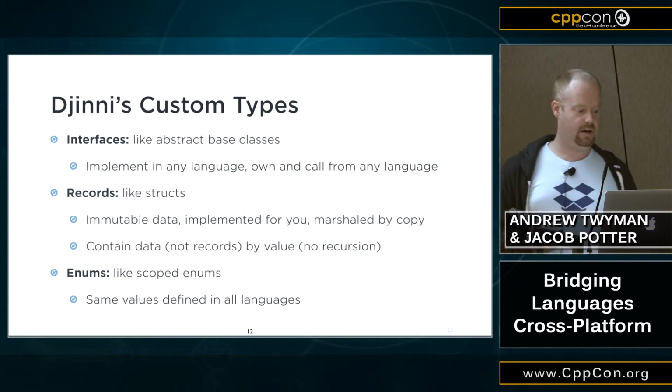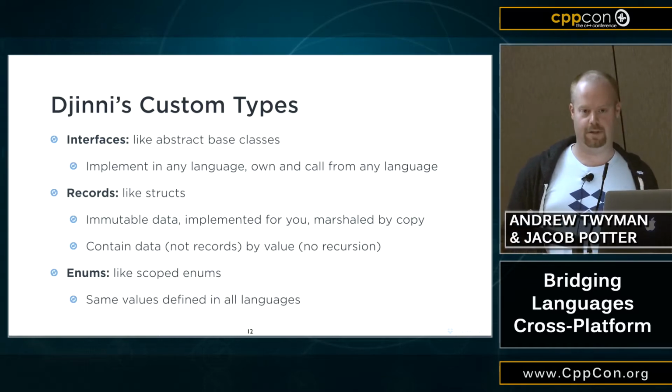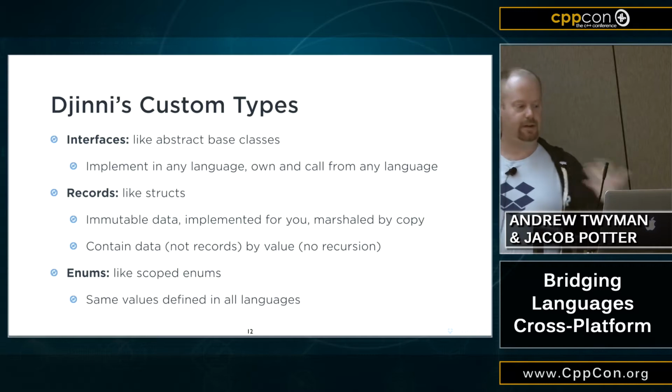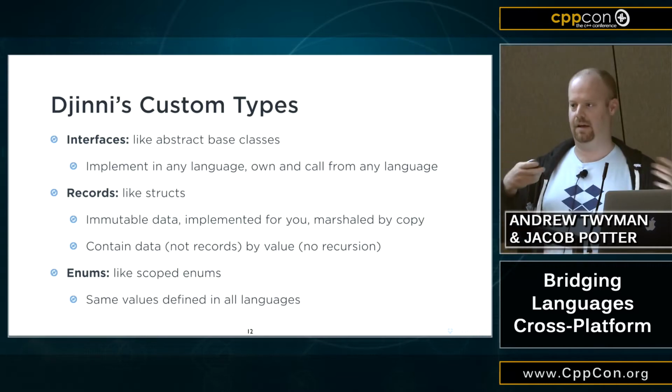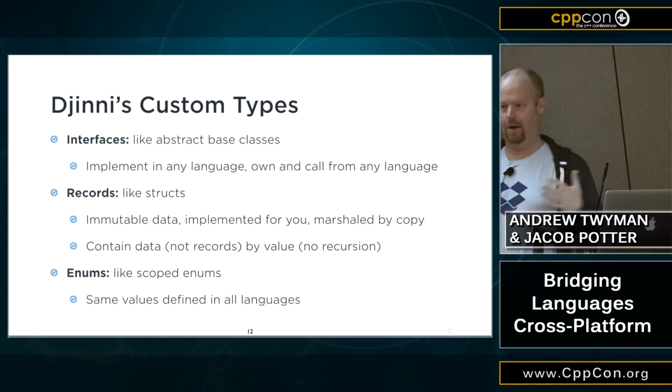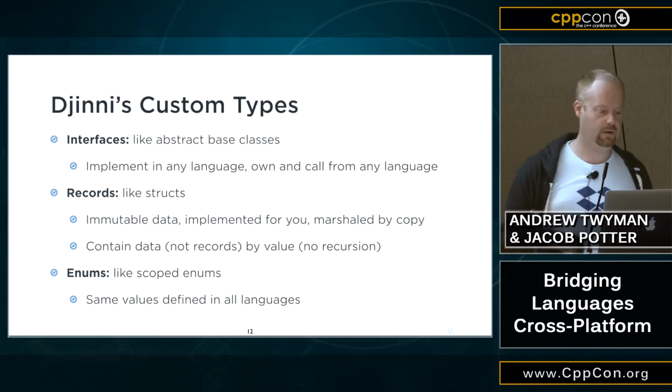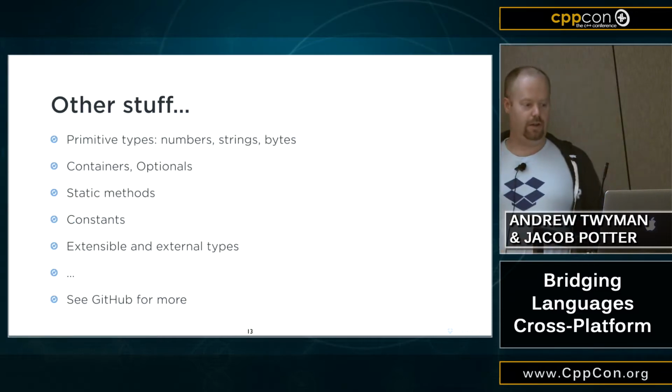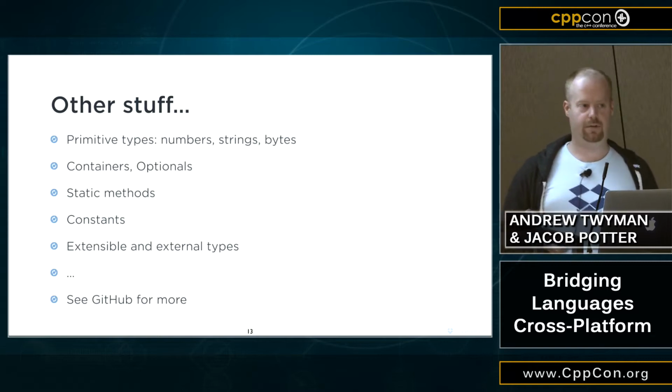And lastly, we have enums. They're like a scoped enum in C++. Those are very basic. They're just there so that you can keep your values in sync between languages. You don't have to worry about somebody changing an int value or adding one. Of course, we've got all the other stuff you need to go back and forth. I'm not going to go into detail on most of this.